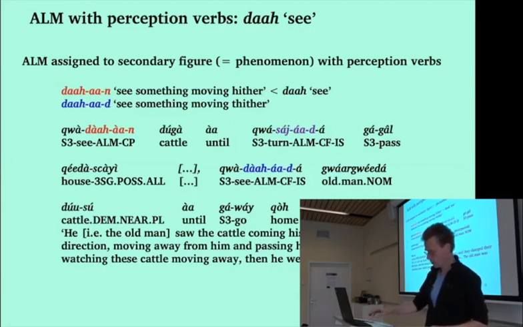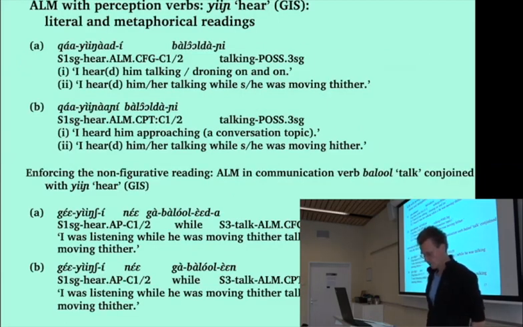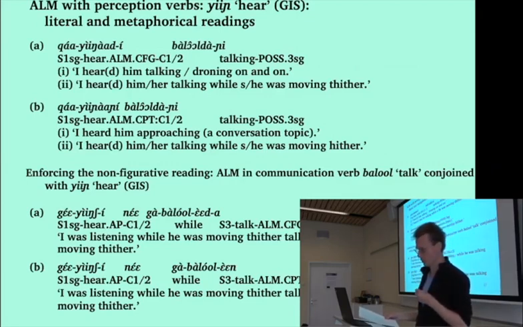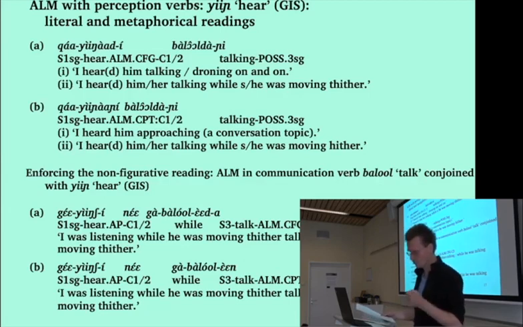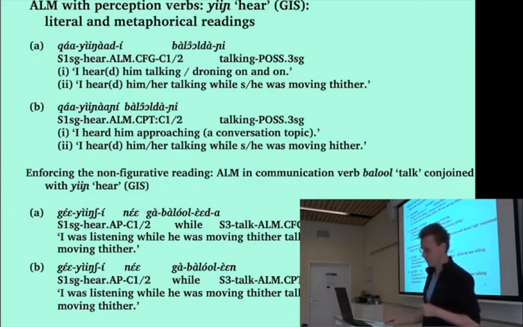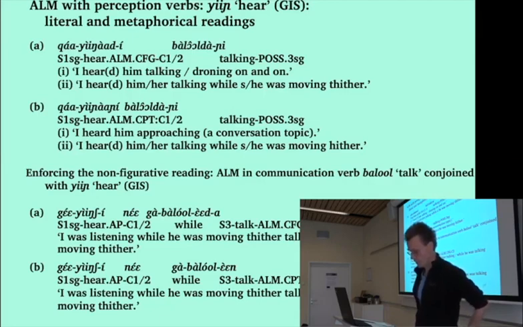And with yin, that is to hear, we see some special effects in 14. The centrifugal ALM could have two readings, indeed, a locomotive or a figurative reading. The straightforward spatial readings are given second in line here because they are indeed secondary. In both cases, the figurative readings pertaining to the space of discourse seem to be the preferred primary ones.